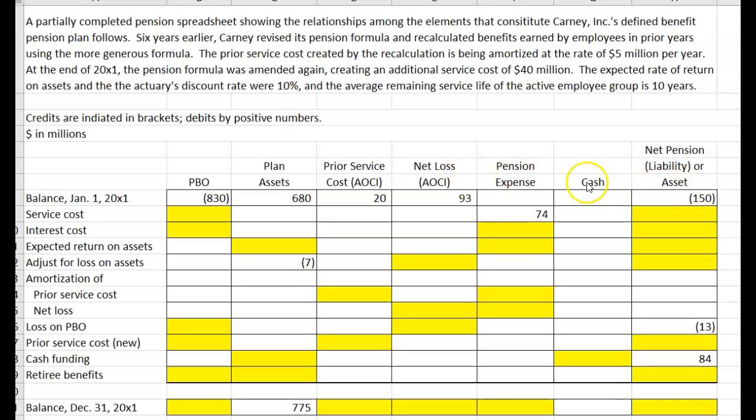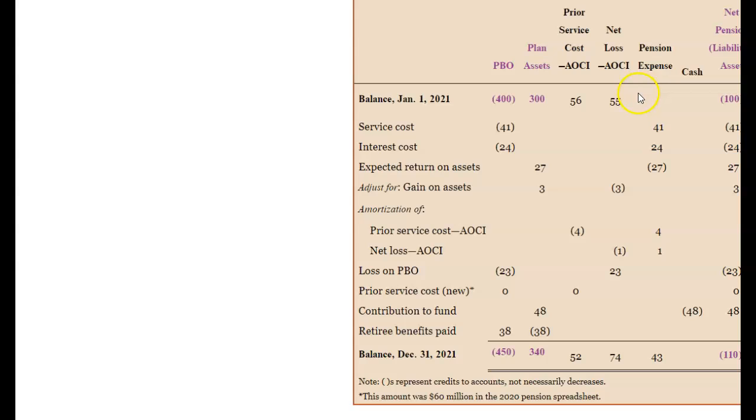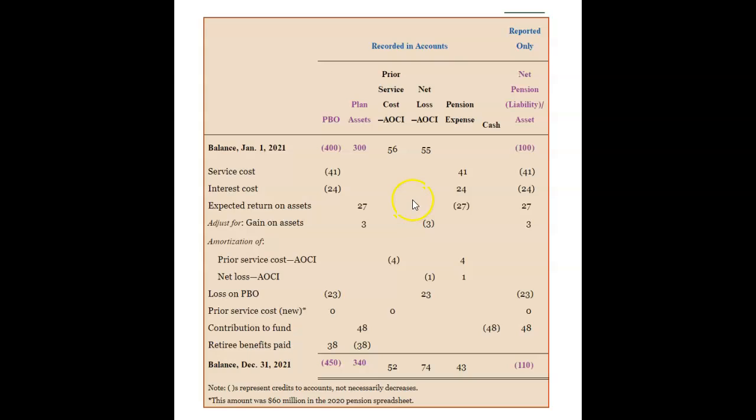Of course, cash from the company is used to fund the plan assets. We'll use the pension worksheet shown in illustration 17-17 of your textbook as a guideline. So go to that page in the textbook and find this illustration. This is illustration 17-17 in your textbook. It is an important illustration, and I strongly suggest that you flag this page for reference during these videos, as well as for future reference.